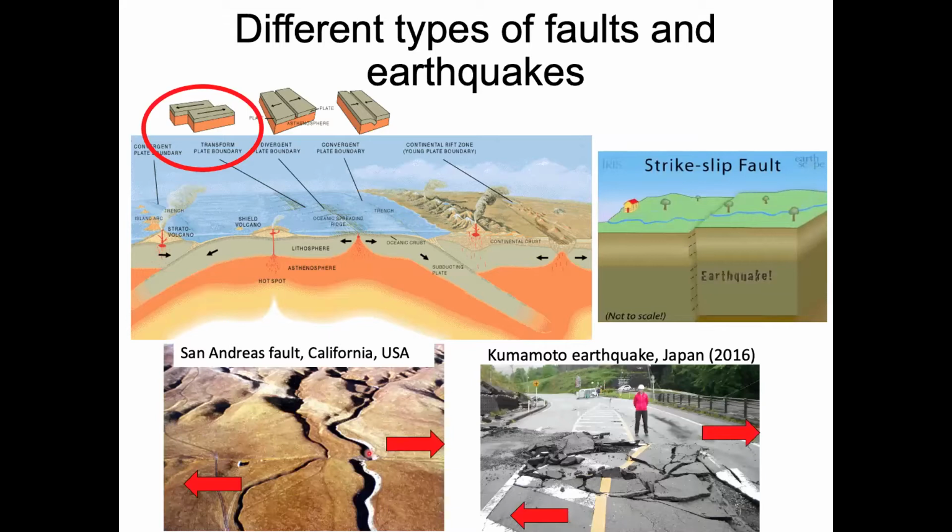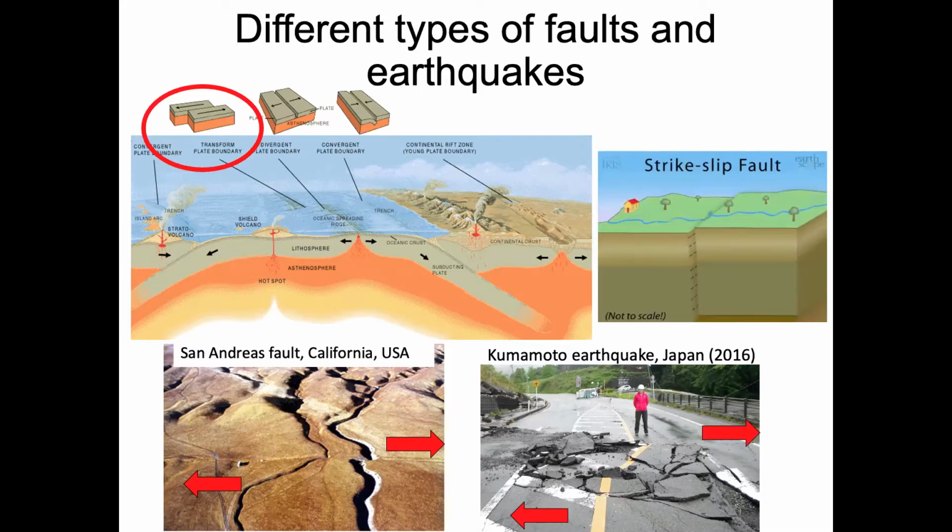There's another example over here on the right-hand side. This is me standing there for scale. And this is after an earthquake in Japan in 2016. And you can see that this yellow line across the road is offset because it's been pulled apart by this strike-slip earthquake.